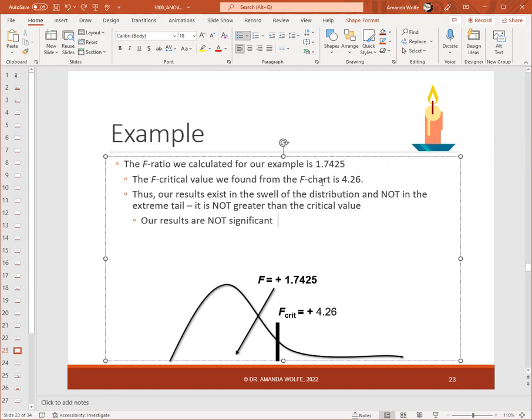The critical value we found from the chart, though, is 4.26. That means the boundary that marks the difference between the extreme tail where things are significant and the rest of the distribution is at 4.26. So for this example, our results are not significant. Our F observed, the one that we calculated, is not greater than the critical value. Thus, it would be in the swell of the distribution and not in the extreme tail. So our results are not significant.